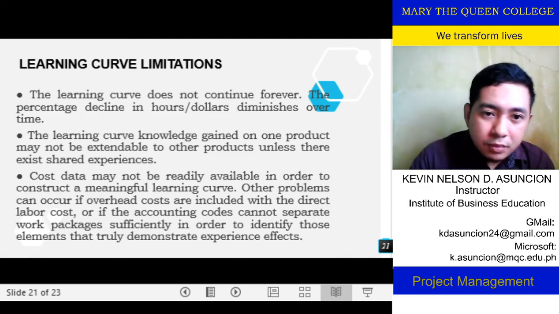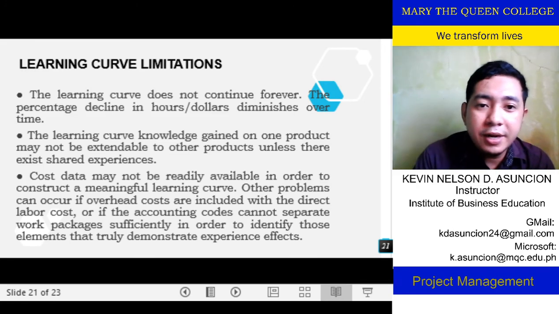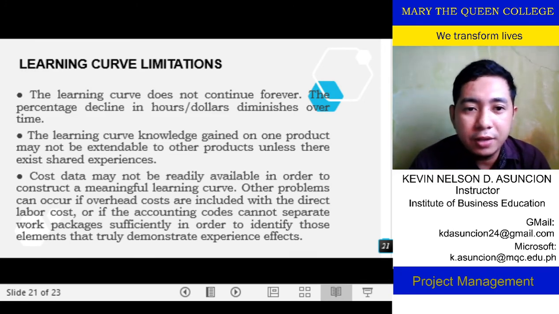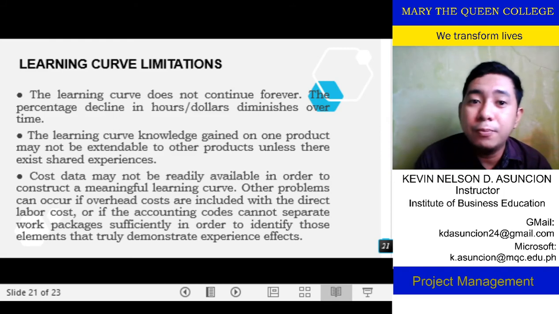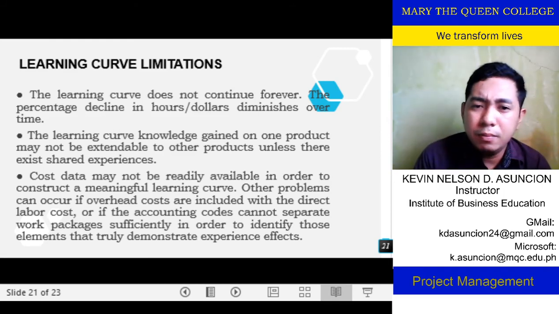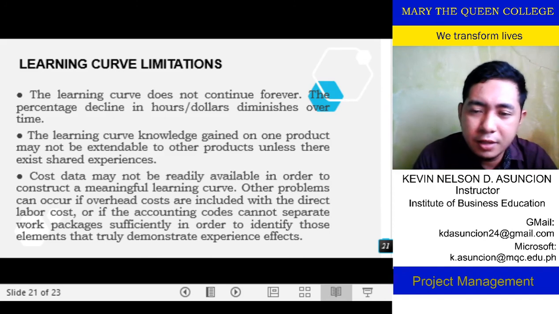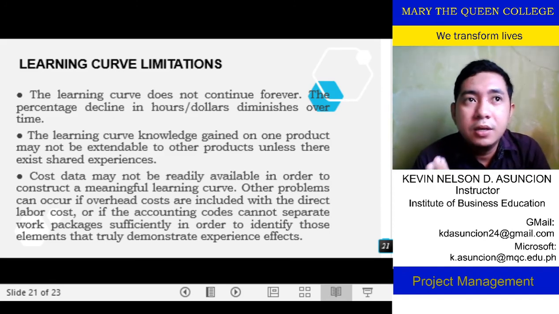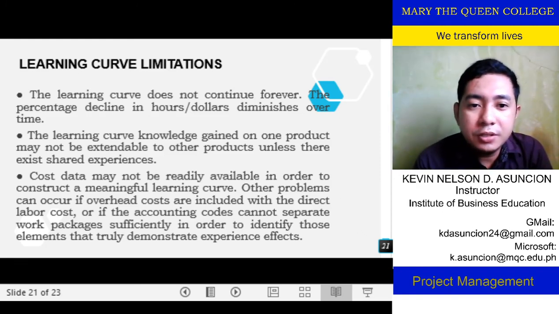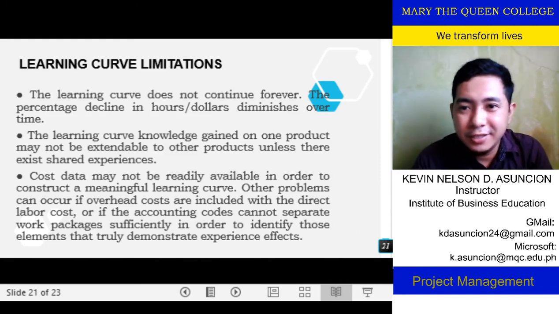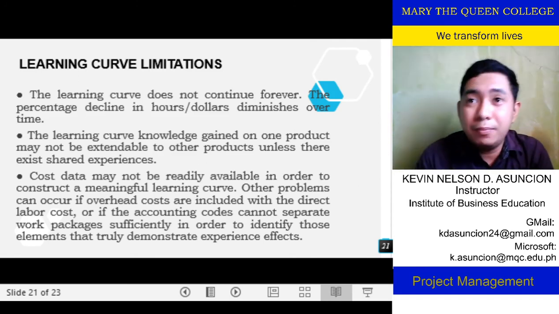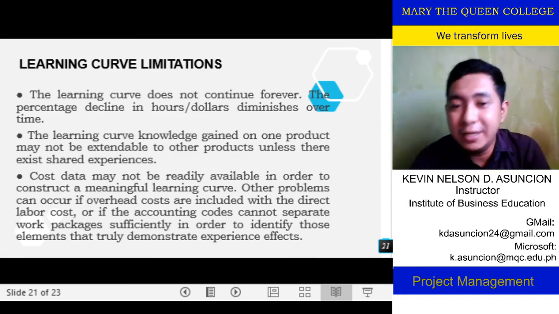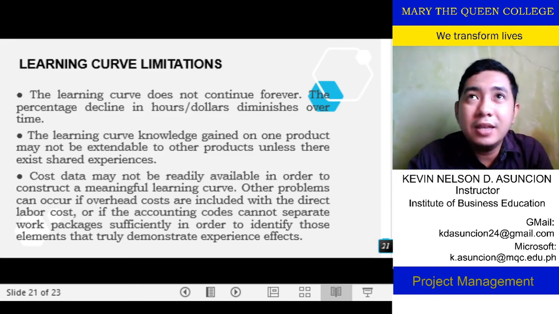Okay? So, it diminishes through time. And the learning curve knowledge gained on one product may not be extendable to other products unless there are shared experiences. Kung merong common denominator, pwede yung learning curve. Pero kung magkaiba naman yung mga products and the project, hindi naman pwedeng gawin yung learning curve. So, should be having the same denominator. Cost data may not be readily available, of course. Hindi ganun kadali to keep up with those costs. But bigger companies have those tracks. They can track those records.